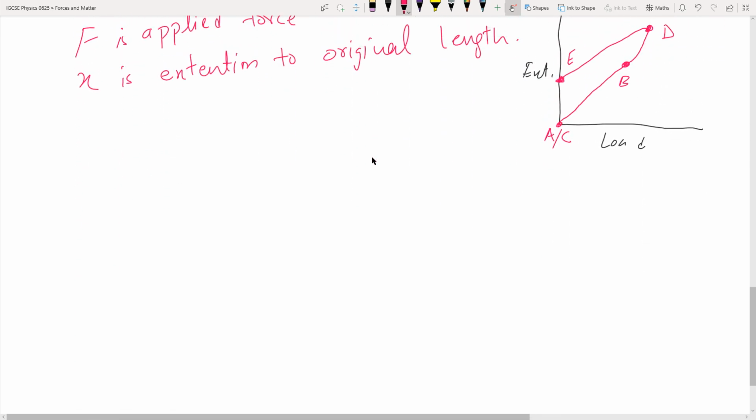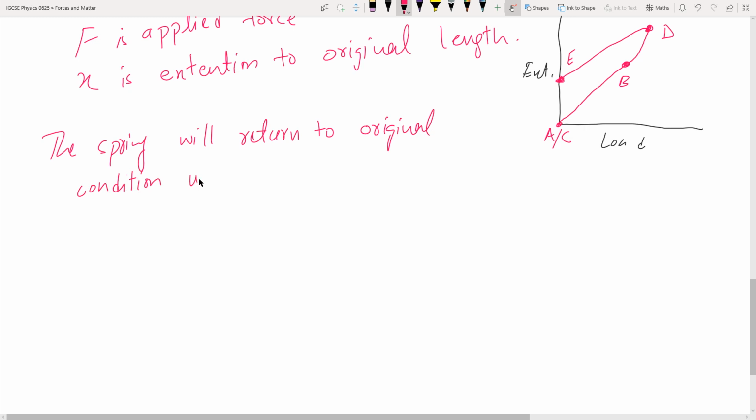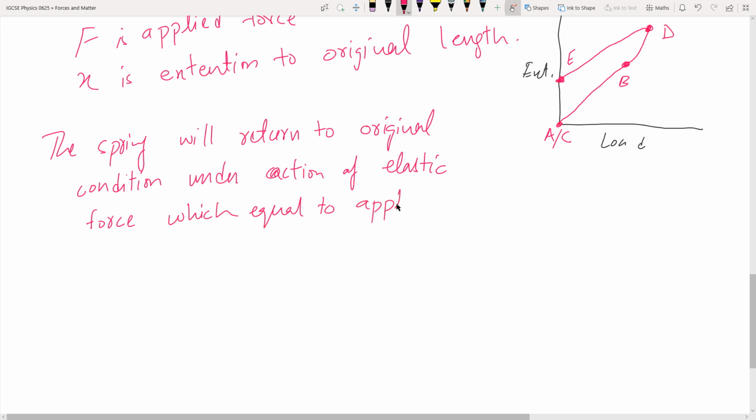So we will say that the spring will return to original condition under the action of elastic force, and which is equal to applied force, considering elastic limit is not reached, right?